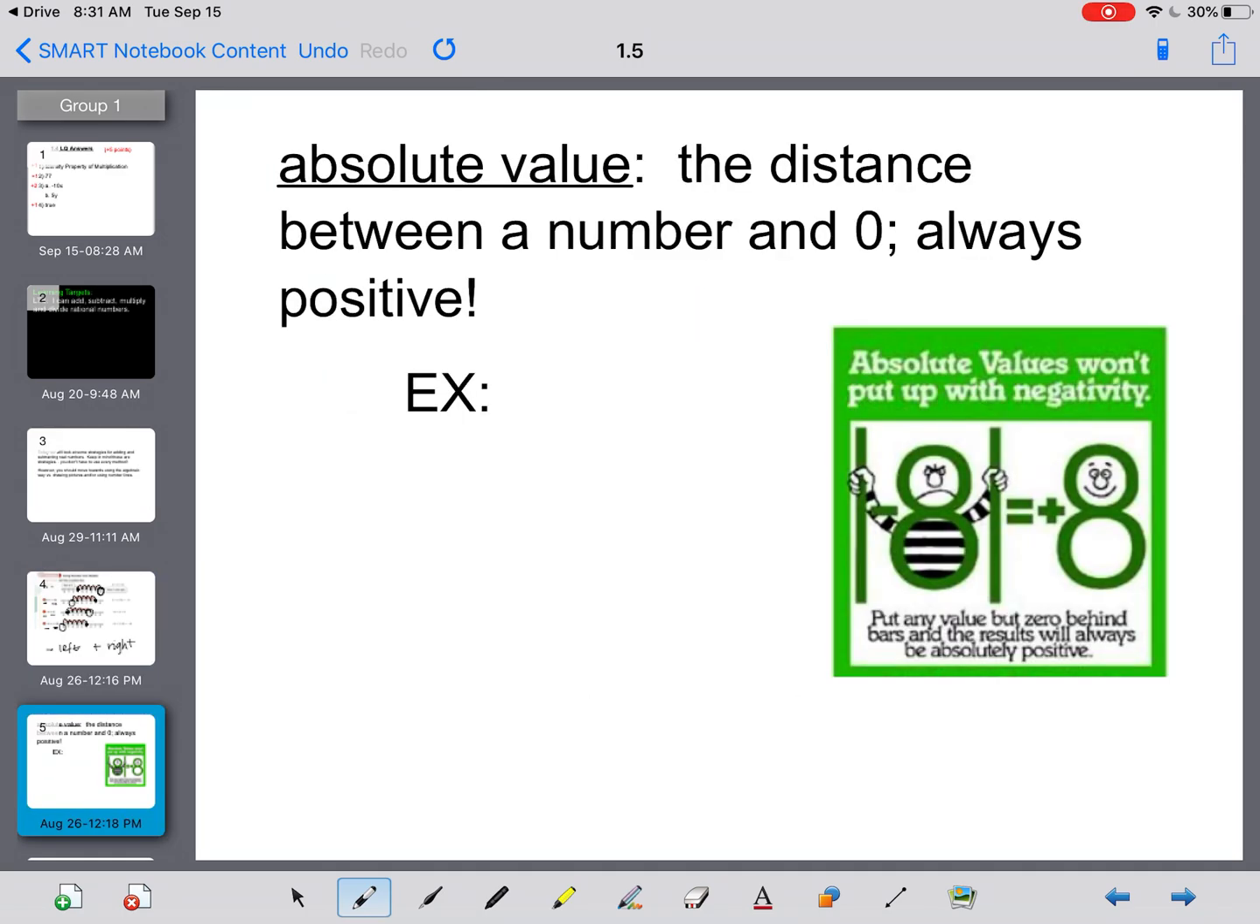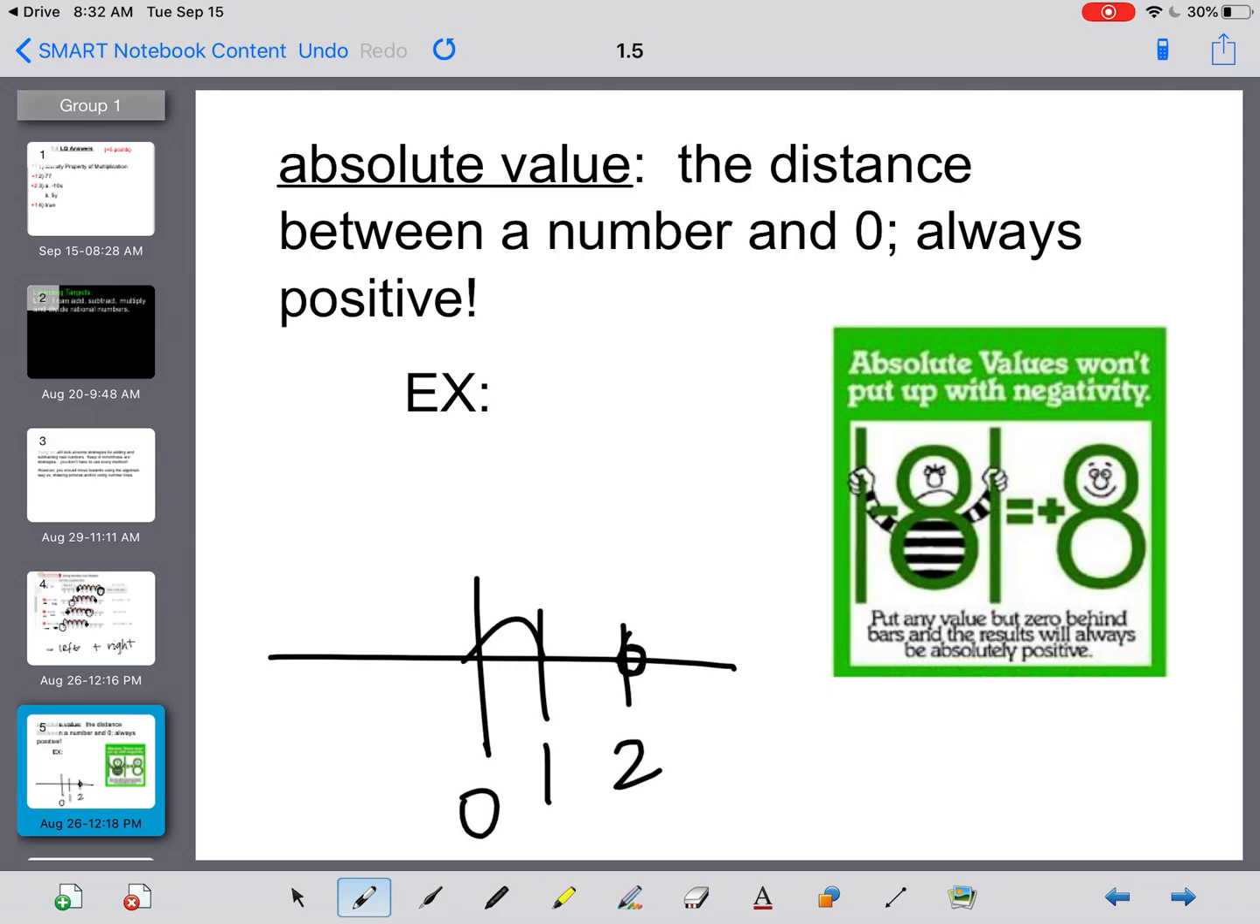Okay, first vocab word is absolute value, which is just the distance between a number and 0, and it's always positive. You can never be a negative amount of steps away from something. So if you are at 2, you are 2 steps away from 0. If you are at negative 2, you're still 2 steps away from 0, just in the other direction.